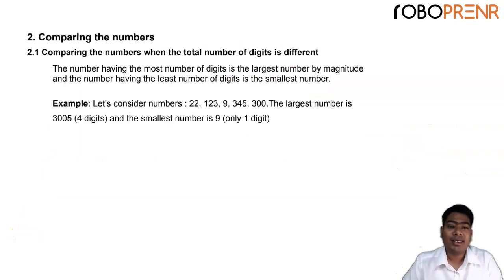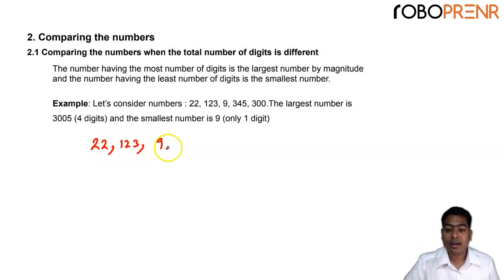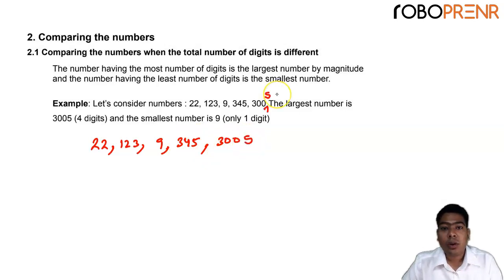Now let's understand how to compare two different numbers. We will understand this concept with two cases. Let us take case 1. In case 1, we will be comparing numbers when the total number of digits is different. Let's understand this with a simple example. Let's take the numbers 22, 123, 9, 345 and 3005. How will we compare these numbers?